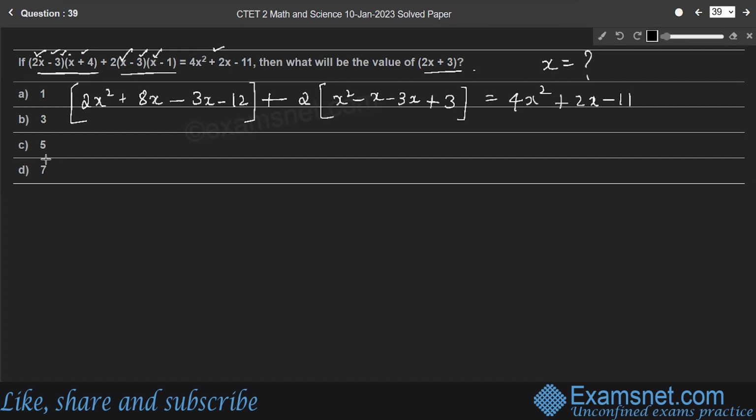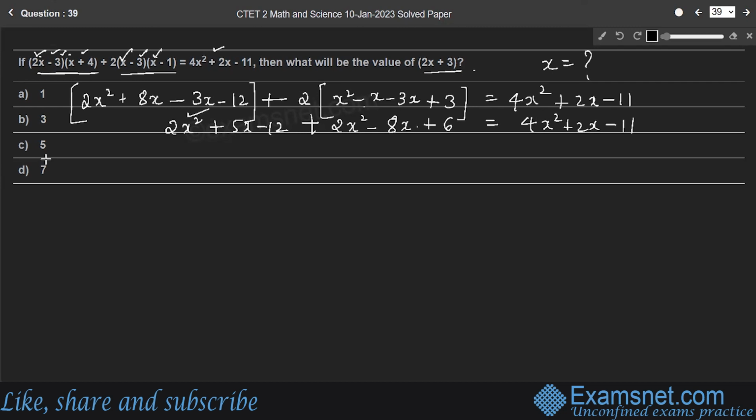So we have 2x square plus 8x. So 2x square plus 8x minus 3x becomes plus 5x minus 12. And in the next part, we have 2 into x square becomes plus 2x square. So 2 into minus x becomes minus 2x. So directly you can take 2 into minus 4x, right? Minus x minus 3x becomes minus 4x. It becomes minus 8x, right? Plus 2 into 3 becomes 6 is equal to 4x square plus 2x minus 11.